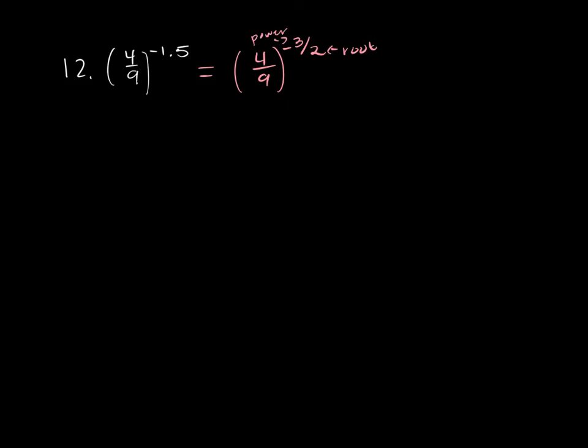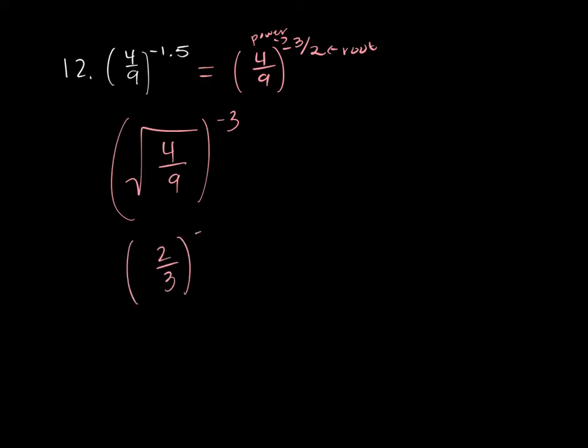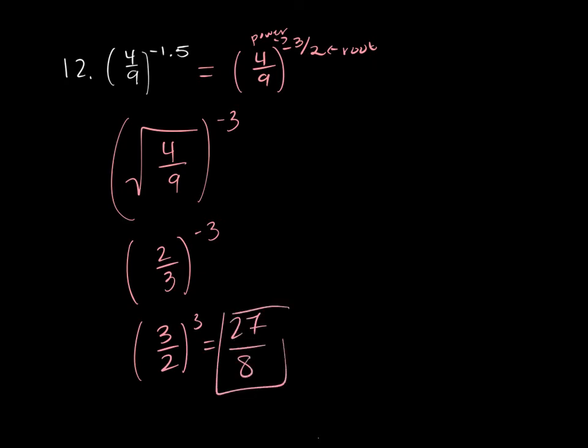So this is the same thing as the square root of 4/9 all to the negative 3. So the square root of 4/9 is 2/3, to the negative 3. A negative exponent means I use the reciprocal, so it's 3/2 cubed, which is 27 over 8.